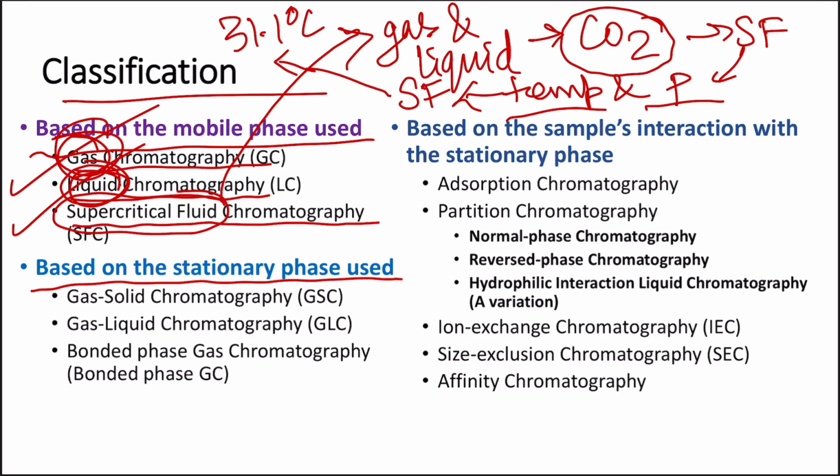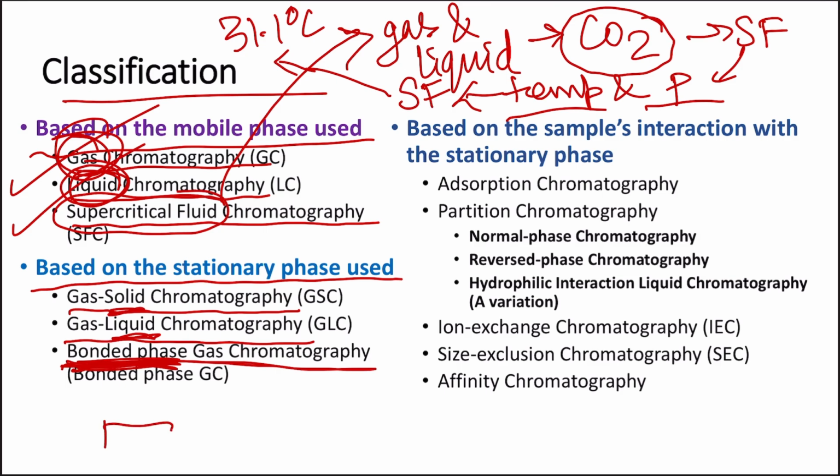First, if the stationary phase is a solid, then it is known as gas solid chromatography. If the stationary phase is a liquid, then it is known as gas liquid chromatography. And if the stationary phase is totally bound to the support, I have already mentioned that a support is that on which we are coating the stationary phase. Suppose there is a chemical interaction between the support and the stationary phase and they are bound together, then it is called a bonded phase. So in that case, we will call it bonded phase chromatography.